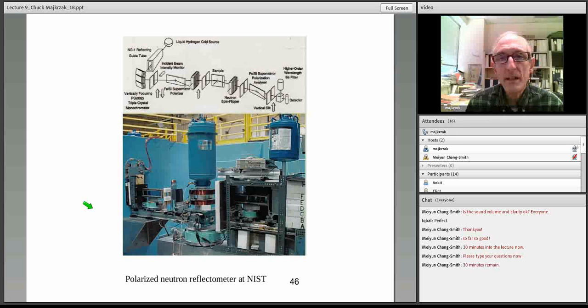Okay, here's a typical reflectometer at NIST. This is more complicated looking because it contains polarizing elements and spin rotating elements that are used for magnetic material studies, which we'll talk about on Friday.